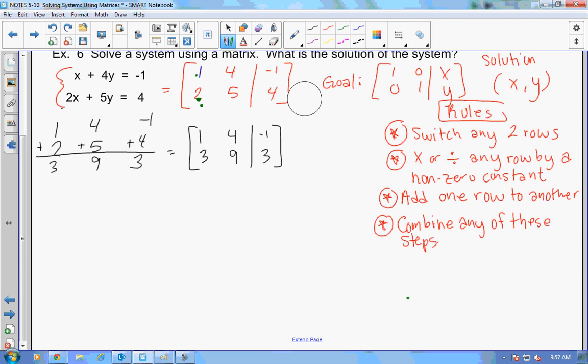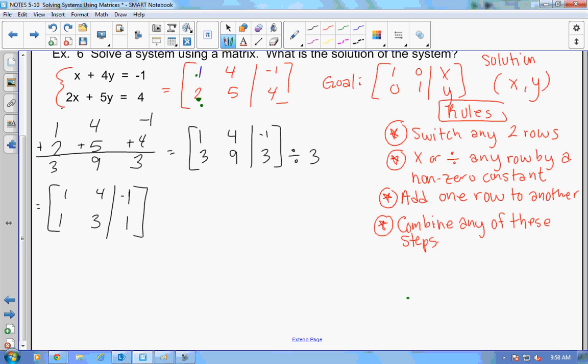And take out this -2. Look at all those multiples of 3. That could work, because then we'll have 1s, and then we can actually subtract, right? Divide by 3. Notice I'm putting it on the bottom row, because I'm only wanting to do that on the bottom row. 1, 4, -1. What changes is just the bottom row. 3 divided by 3 is 1. 9 divided by 3 is 3. 3 divided by 3 is 1.